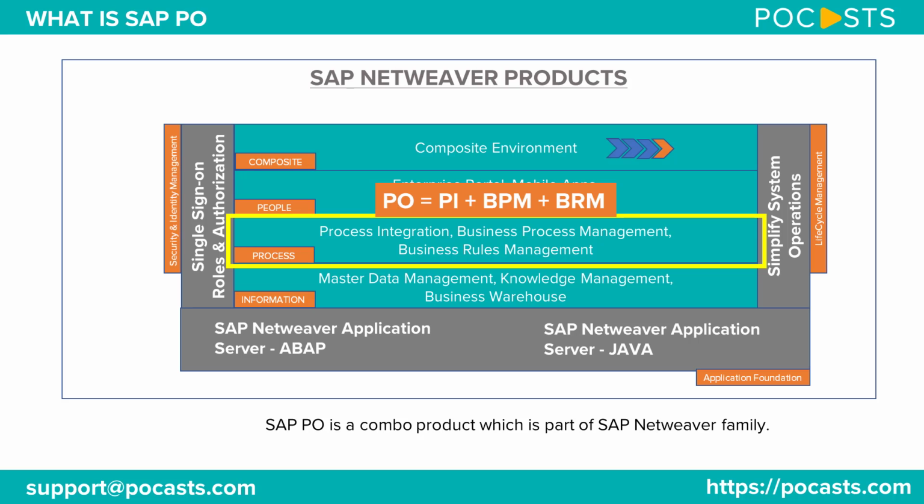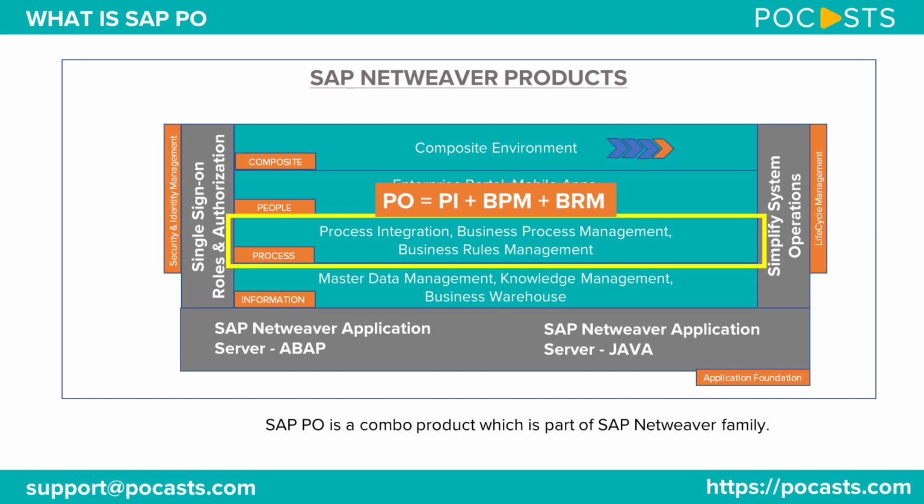PO, as I described previously, stands for process orchestration, and PI stands for process integration. PO is a product and it's a combination of PI, BPM and BRM. That's why PO is called a combo product, right? And it has many tools in it. And PI is the integration tool or the ESB tool, which has a collection of many tools inside to build the interface, monitor the interface, and run the interfaces.